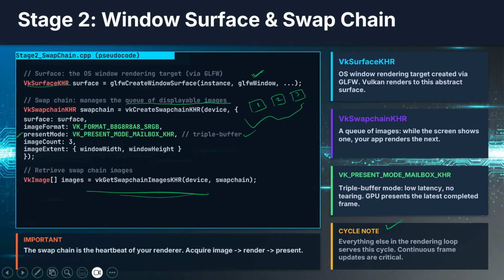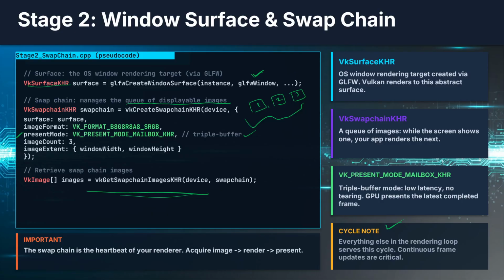Now I would say that the swap chain is the heartbeat of your renderer. So what you are doing here is, every time you want to render a particular image, whether it is 1, 2 or 3, you will acquire that image, okay. Once you acquire that image, you want to render on it, and once you render on it you want to present that. Okay, and this is a continuous cycle that keeps on going in a render loop.